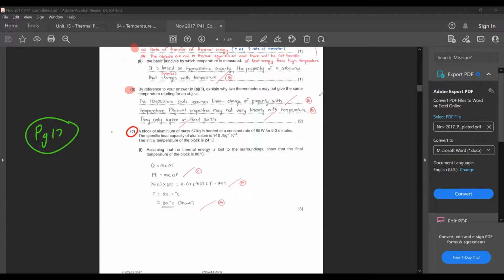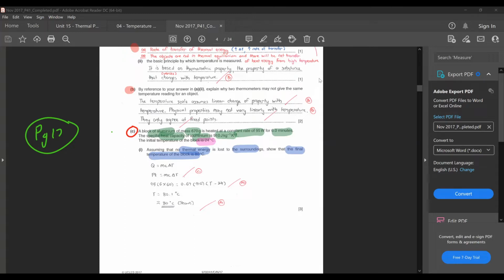In your case, you have a block of aluminium of mass 670 grams that is heated at a constant rate of 95 watts for 6 minutes. The specific heat capacity of aluminium is 910 joules per kg per Kelvin. The initial temperature of the block is 24 degrees centigrade. Assuming that there are no thermal energy losses to the surrounding, show that the final temperature of the block is 80 degrees centigrade.